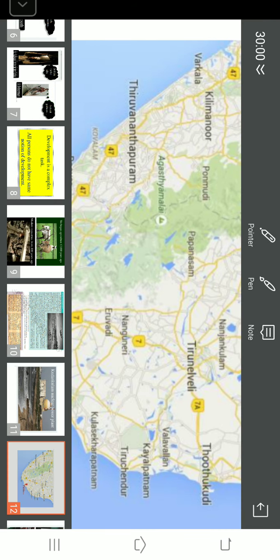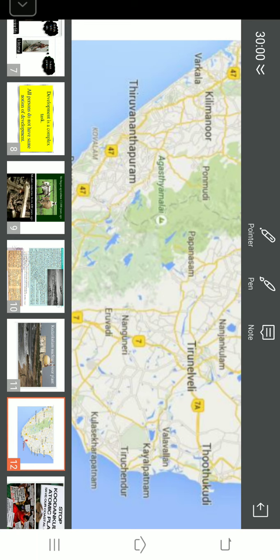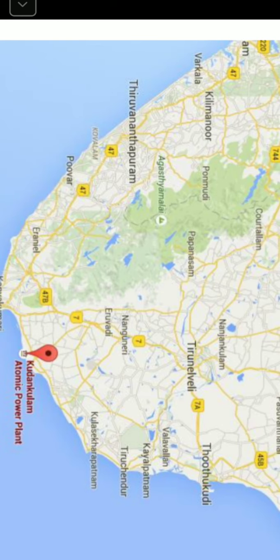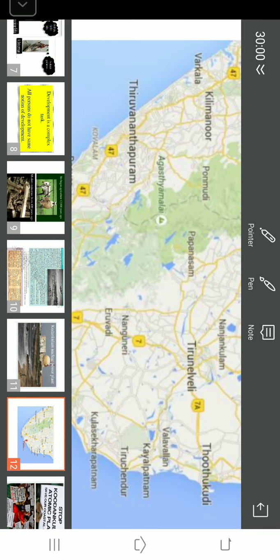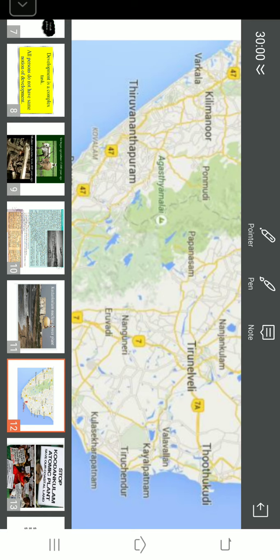So the government decided to construct this. Why did the government decide to construct it? To meet the growing energy needs of the industrialists, right? Then what is there here? This is a coastal area I have shown here, right? See the Udankulam atomic power plant, where is it? It is the coastal area, right? So people who are living in the coastal area, their livelihood is catching fish. Am I right? Okay. Many of the people depend on catching fish, and they get fish at that coastal area.